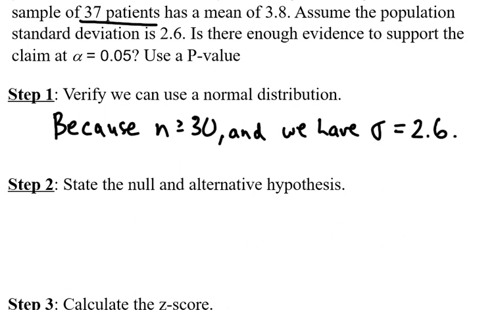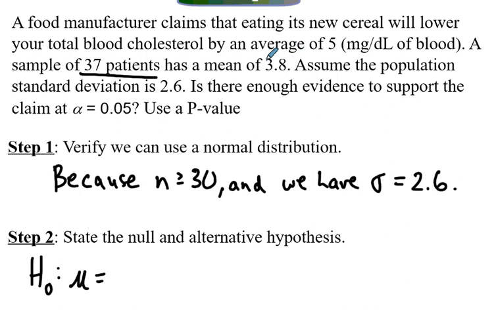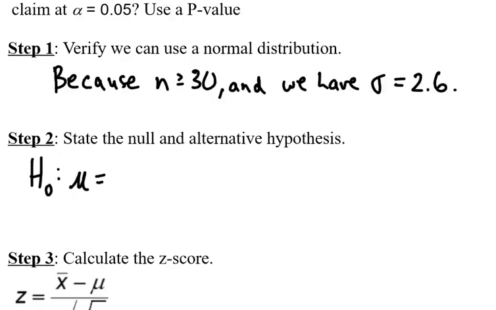State the two hypotheses. Well, the null was that the average was, what they say, lower it by an average of 5. So average 5. The alternative would be not 5. Because we have not 5, our test is going to be a two-tailed test because technically it could be bigger or less than.